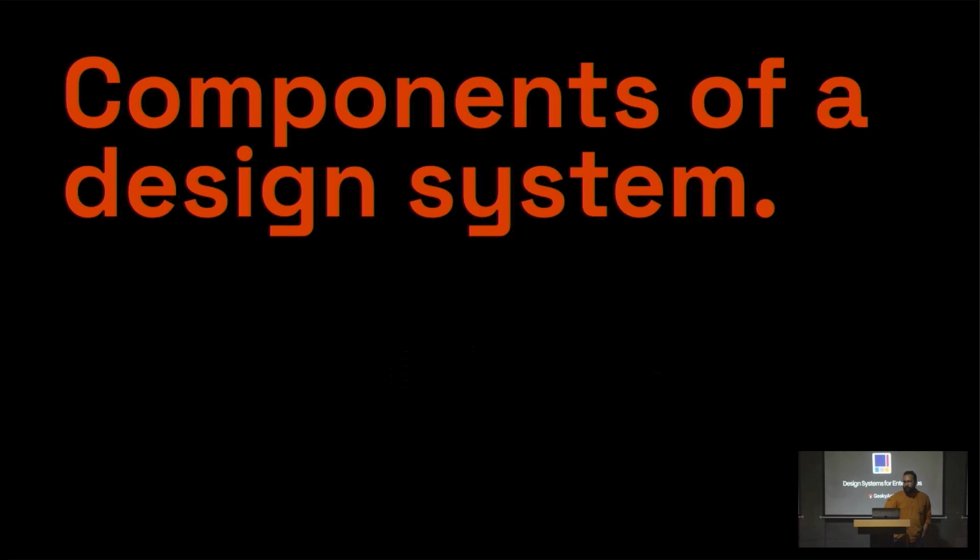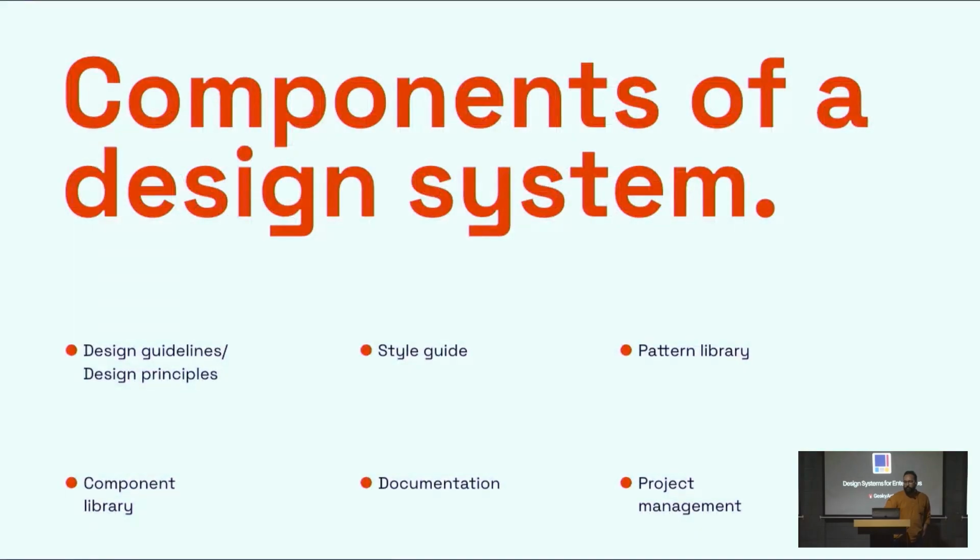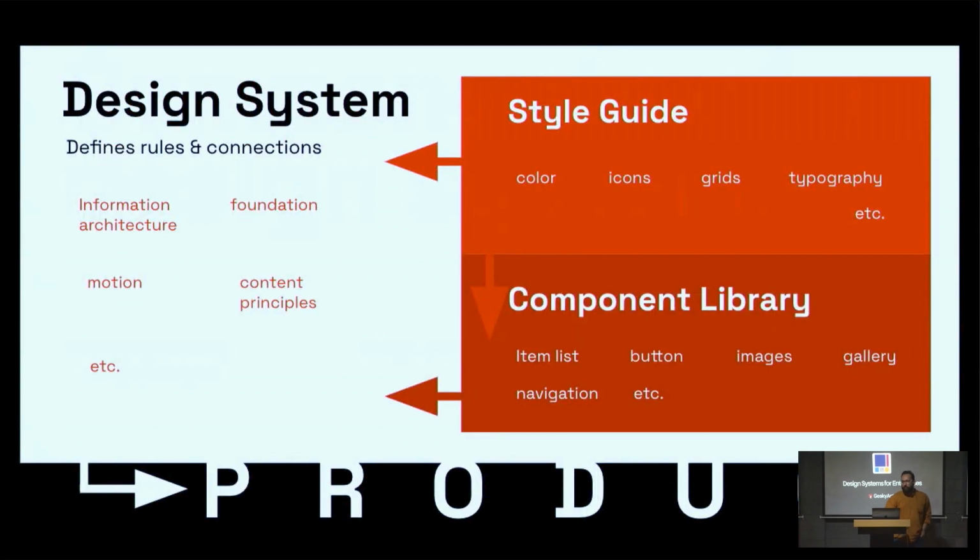Now, some of the components of a design system. The first two are majorly similar, as you know: style guide and design guidelines are majorly borrowed from each other. Pattern library and component library are debated but have their differences. Documentation is very important, and a project management tool is something we use for every design system.